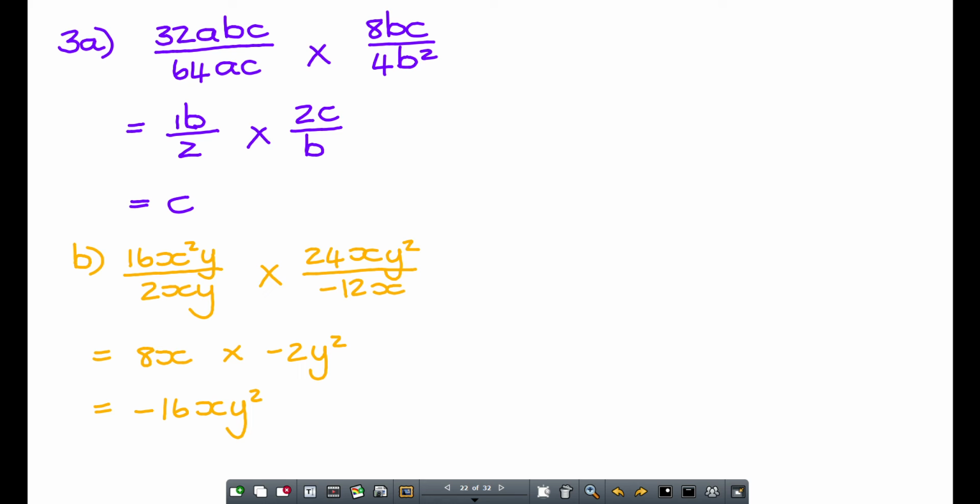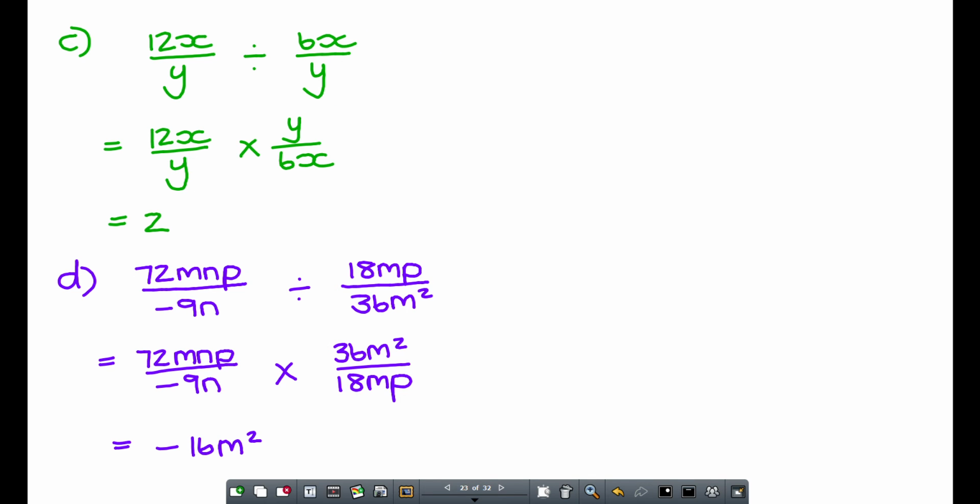Okay, now it's multiplication. So the 8 times the minus 2 gave me minus 16. And x times y squared gave me xy squared. Okay, right.